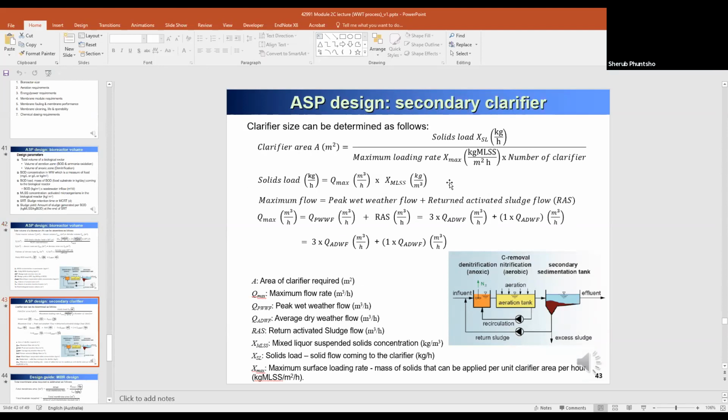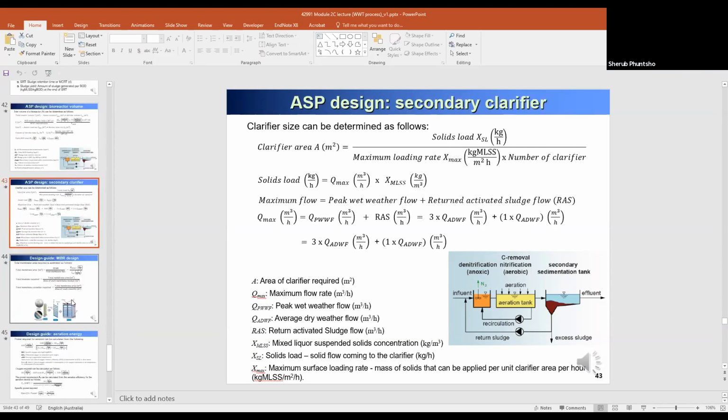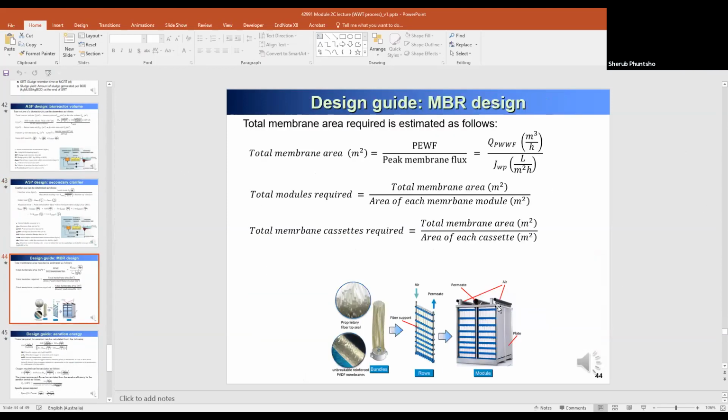There is not much complication here. The equations look complicated when you first see them, but when you do the calculations for some time, you see that the designs are quite easy. Of course, if you are asked to find some of the parameter data yourself, then it's a challenge, but almost all the required data is given. After that, you can find the membrane area required, and based on the module area and the cassette area, you can find how many cassettes are required.